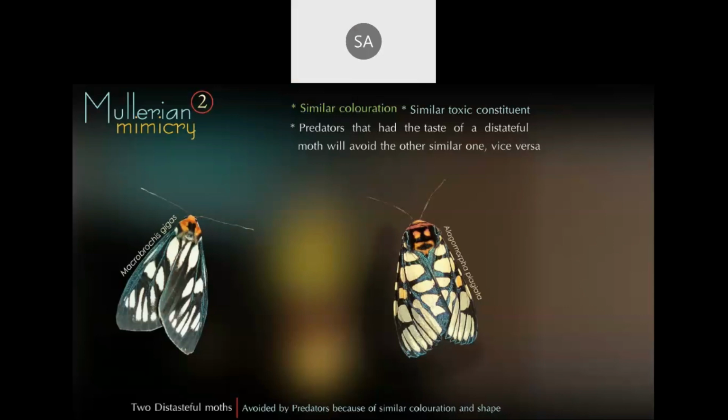So next is Mullerian mimicry, which has similar coloration and similar toxic constituents. Like these are two distasteful moths. So once a moth is tasted by some predator, they will avoid the other also, and vice versa. So both have toxic content. In the first one, that is Batesian mimicry, we found that only one has toxic constituents, but the other does not. But here both have toxic constituents, so that predators will avoid these two species, and vice versa. Next slide.